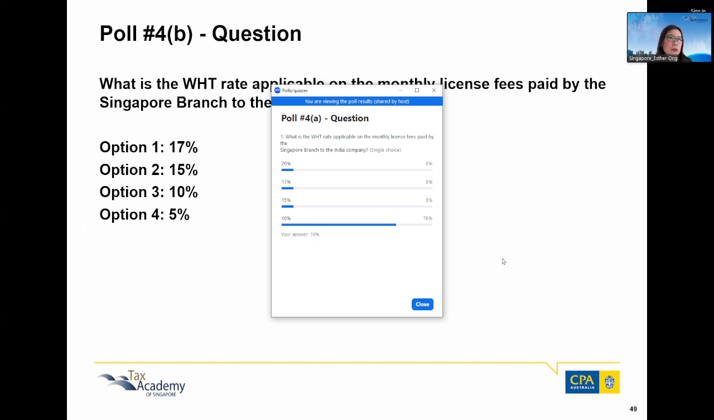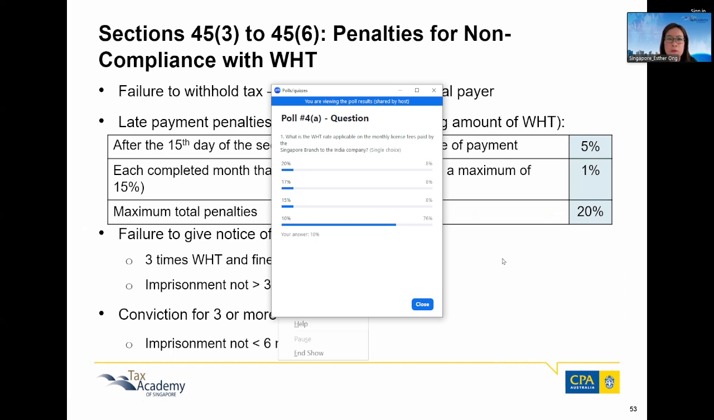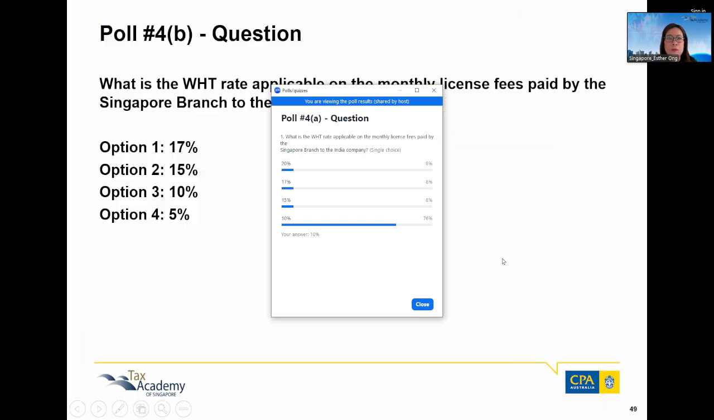The answer should be option 4, 10%. So although the tax treaty provides for 20% for royalties, as I mentioned just now, the tax treaty does not give us taxing right.